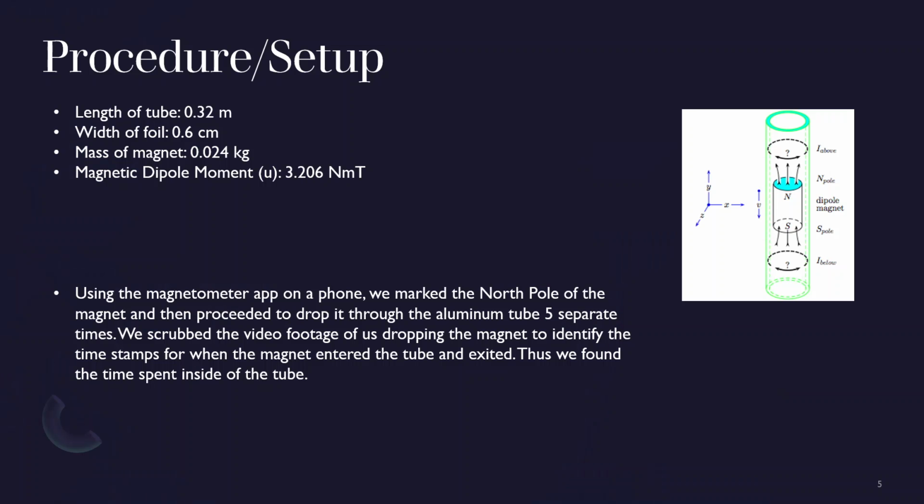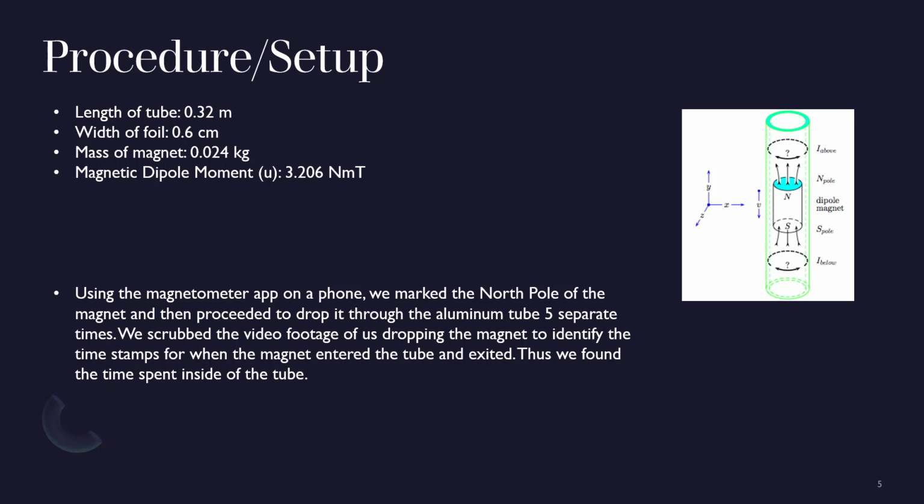Our procedure and setup, you can see on the right in this diagram, was a roll of aluminum foil of which we dropped a magnet through it. The magnet had a magnetic dipole moment μ. The aluminum foil had a width of 0.6 centimeters. The length of the tube was 0.32 meters. We had the mass of the magnet, and then we also had later the radius of the tube.